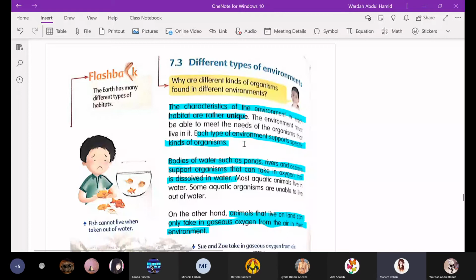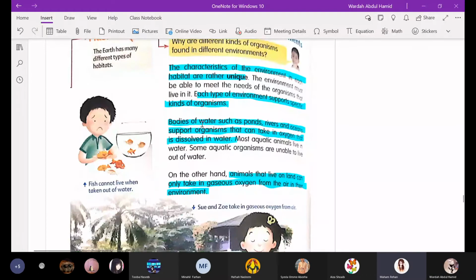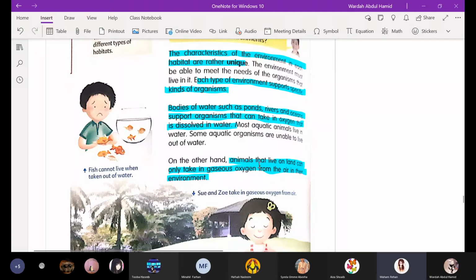Each type of environment supports specific kinds of organisms. Bodies of water such as ponds, rivers, and oceans support organisms that can take in oxygen that is dissolved in water. Most aquatic animals live in water. Some aquatic animals are unable to live out. On the other hand, animals that live on land can only take in gaseous oxygen from the air in their environment.